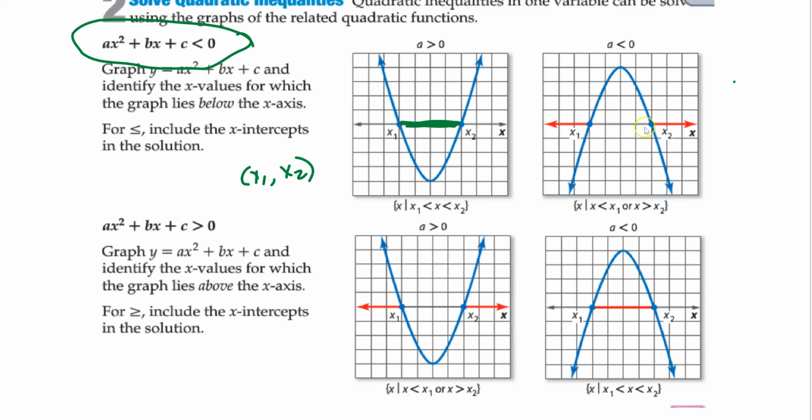And now on this one, where's your graph less than zero? So right here's the graph. Here's where it's less than zero. So it's these two spots, here and here.